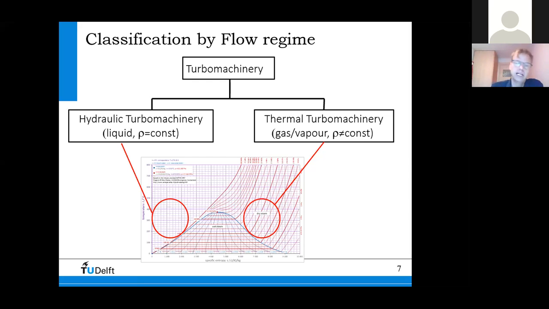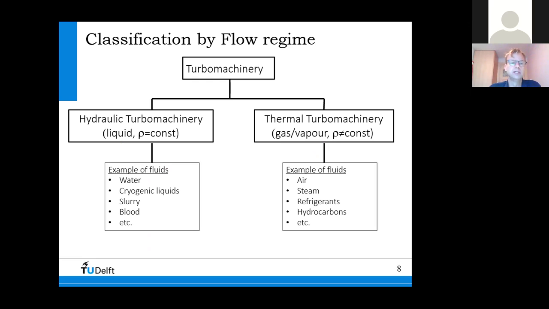A very big difference here is that in this situation, you have more or less incompressible flow, so the density is constant. If you are talking about gas, especially at higher velocity, you can't treat the density as constant, so you have to use other equations to solve the issue. But these are really all the classification, hydraulic and thermal. Today, we really discuss hydraulics. In the coming days, we will discuss more about thermal machinery. All kinds of fluids you can have there.